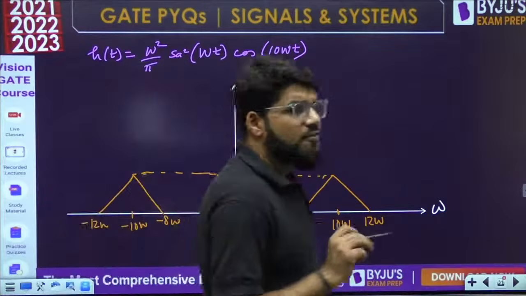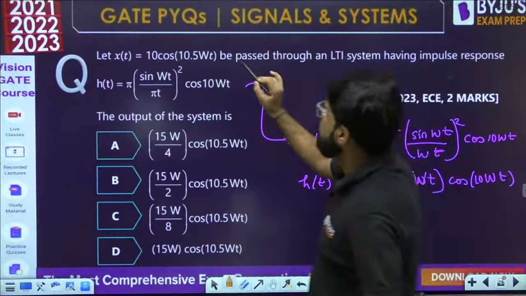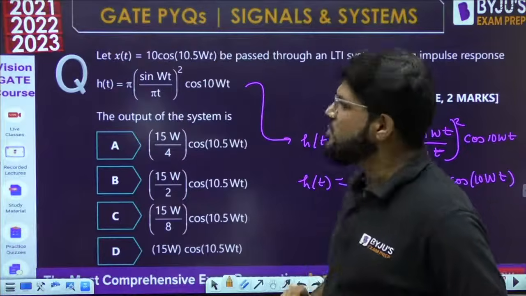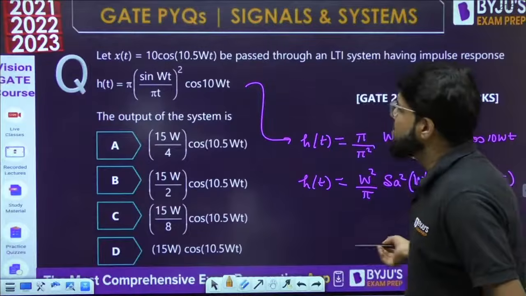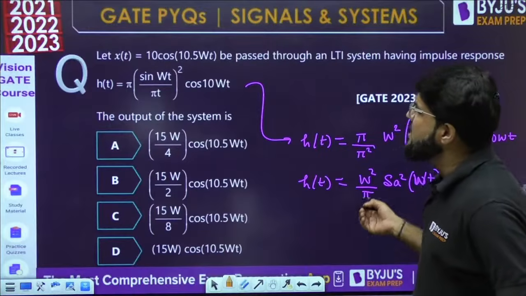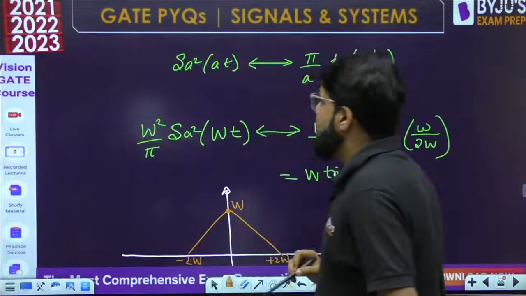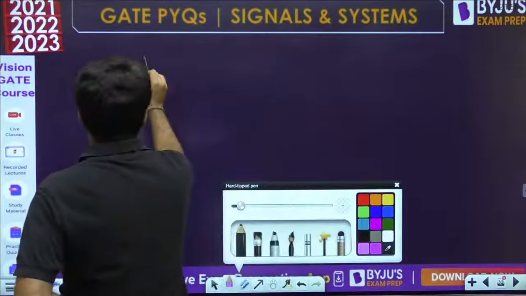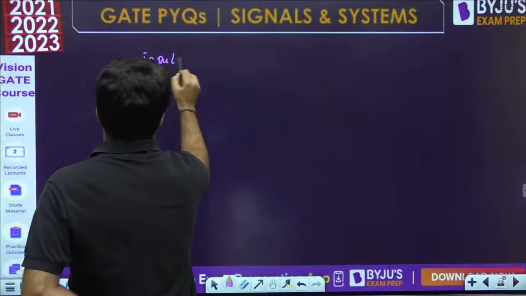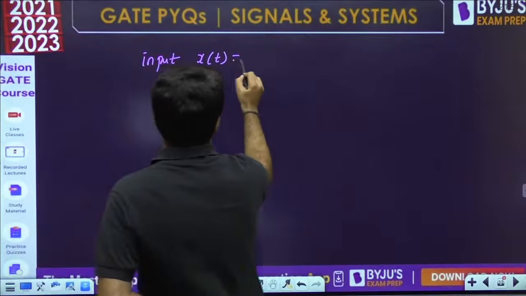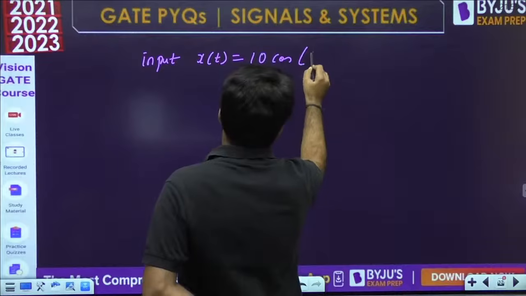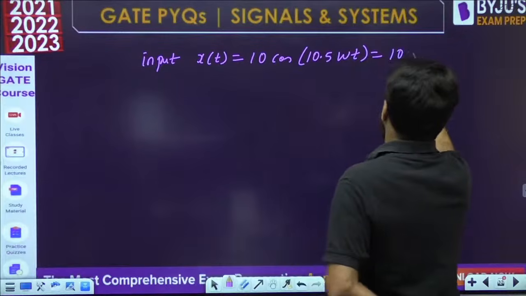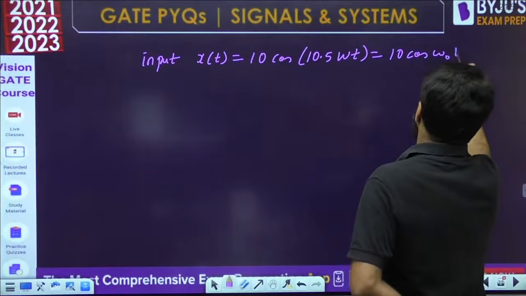And why do I want the frequency response? Because the input given to me is a sinusoid, and I would check whether the frequency of the input sinusoid is within the frequency response or not. So what is the input? 10 cos 10.5 wt. Let me come to the input part now. Input xt is 10 cos of 10.5 wt. It is like 10 cos omega naught t.